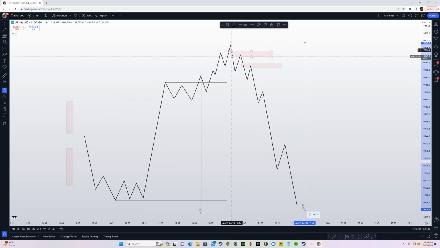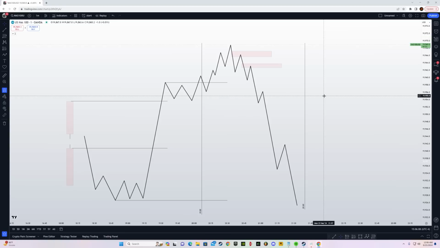Your entry must be within these hours. This is very important. If you take entry outside these hours, the algorithm will not work. It's not how it's supposed to work. So make sure your entry is from 7 to 8 p.m., in between this hour. Very important.